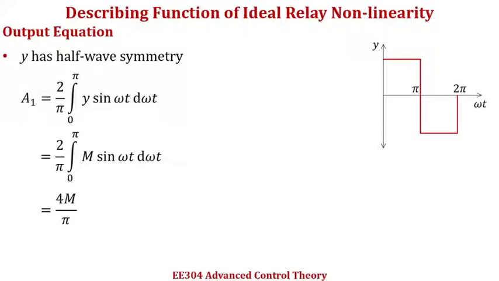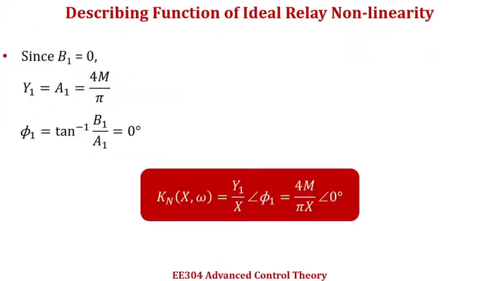It is true that y has quarter wave symmetry too. You can try to derive the expression for a1 by considering quarter wave symmetry. Either way you will get the same answer. Once we have the expression for a1, that is substituted into the expression for y1 and also phi1, and finally we get the expression for the describing function kn.